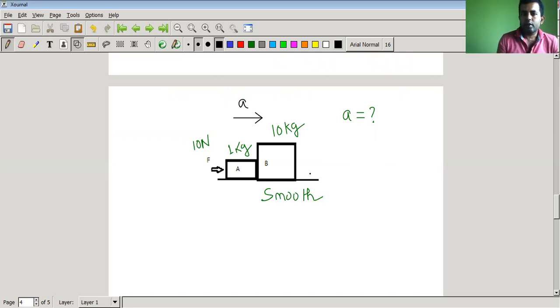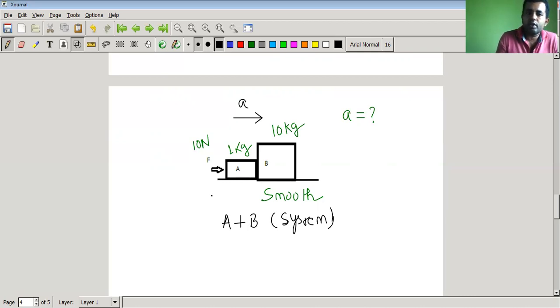Fine. Can we consider A plus B to be our system? So if I consider A plus B to be my system, can we do that? The answer is yes. The only restriction in the system is that all parts of the system should have the same acceleration. So you all will agree that if A moves by some amount, let us say x, B will also move by the same amount x, right? So A plus B can be called a system, and the reason being both have the same acceleration.